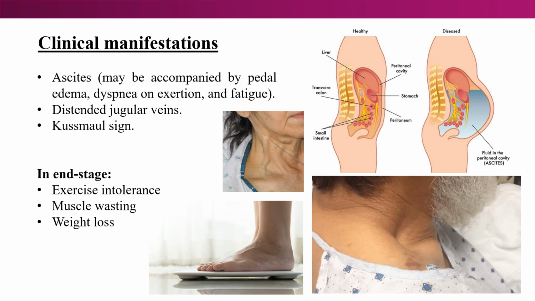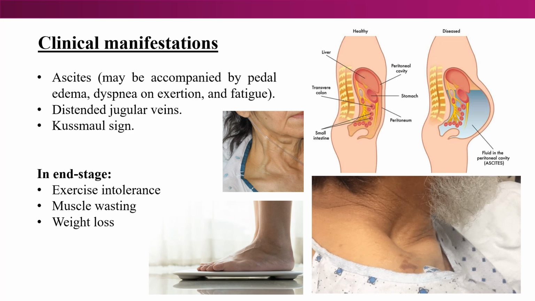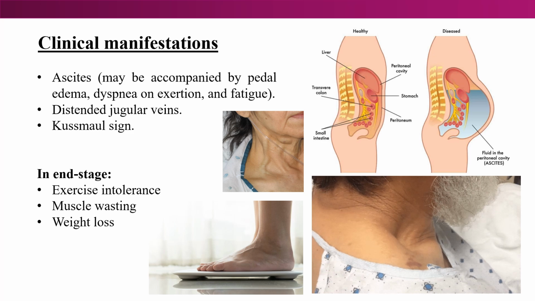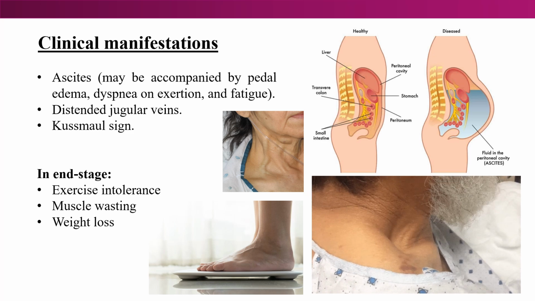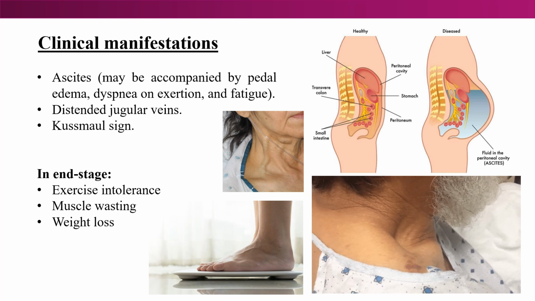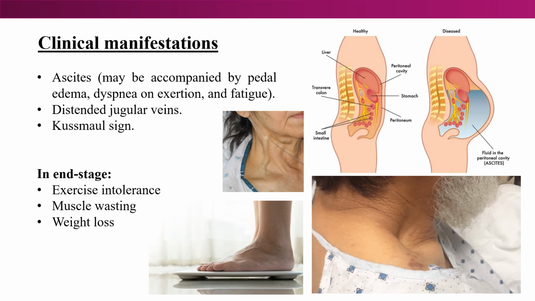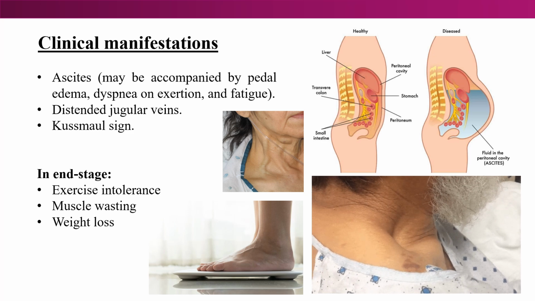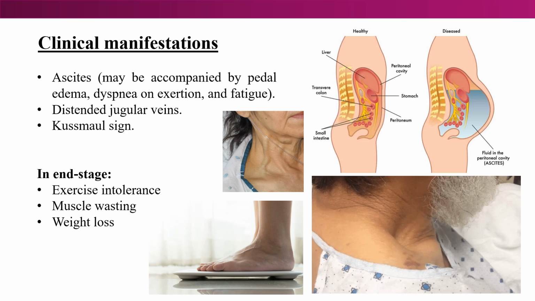The Kussmaul sign is an inspiratory distension of the jugular veins caused by the inability of the right atrium encased in its rigid pericardium to accommodate the increase in venous return that occurs with inspiration. Exercise intolerance, muscle wasting, and weight loss develop in end-stage constrictive pericarditis.